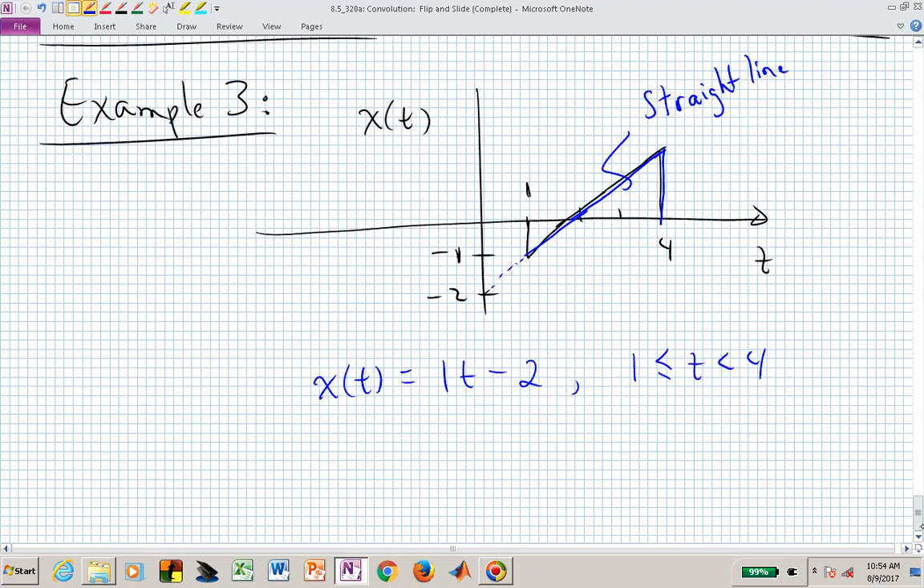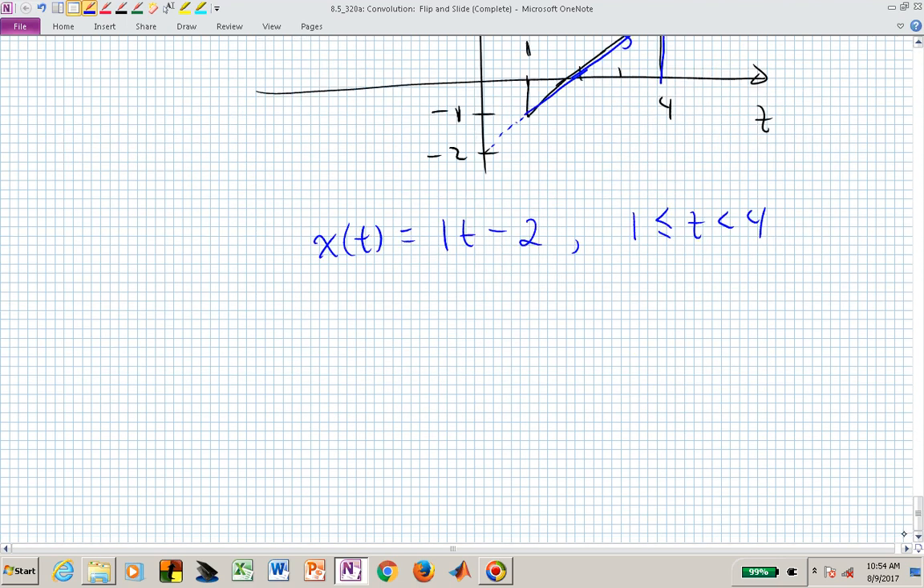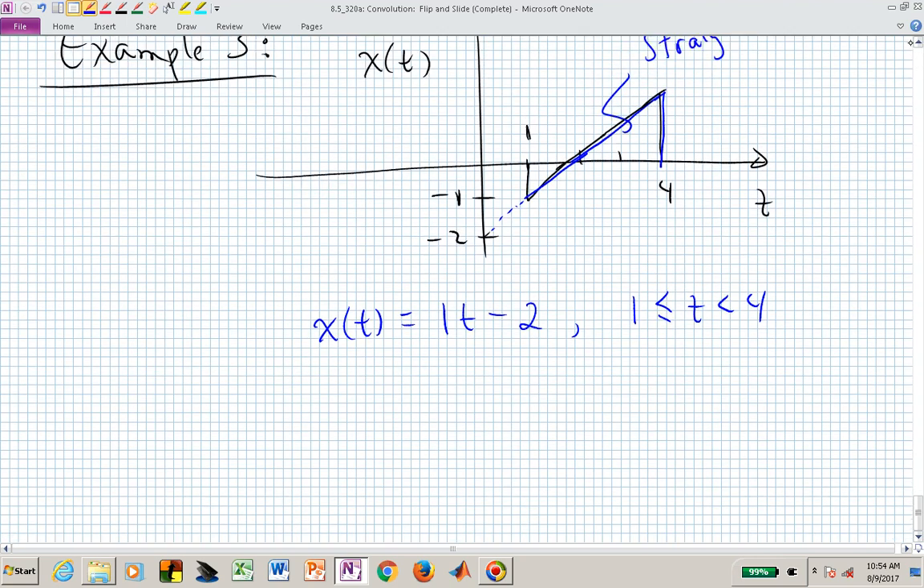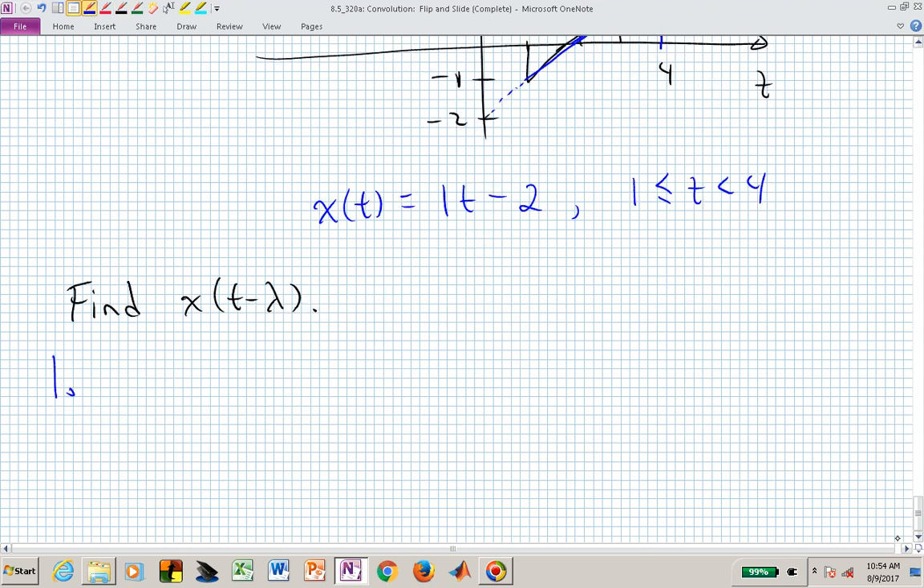So there's our expression and our picture for x of t, and we now want to find, again, our ultimate goal, to find x of t minus lambda, and we're again breaking that up into 3 parts. First, let's find x of lambda.